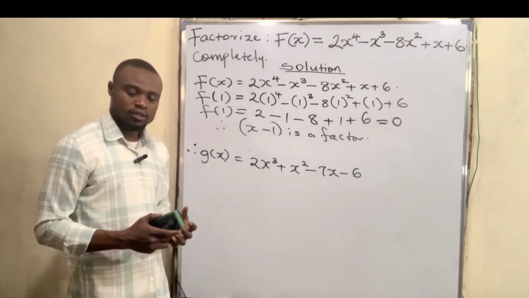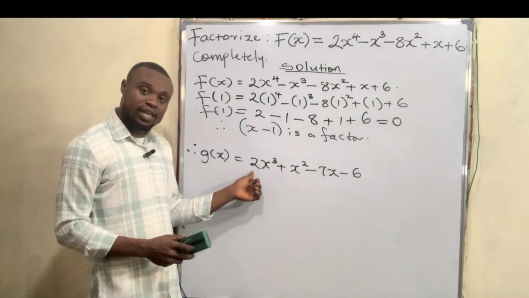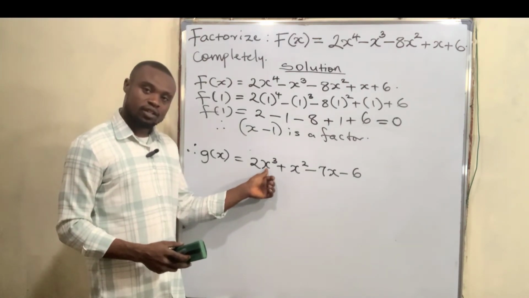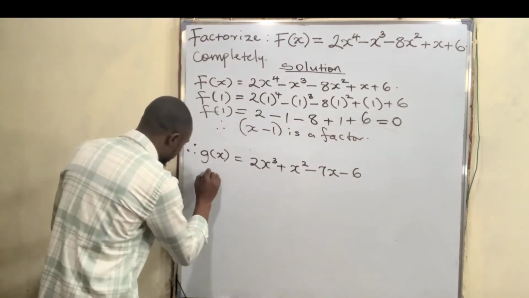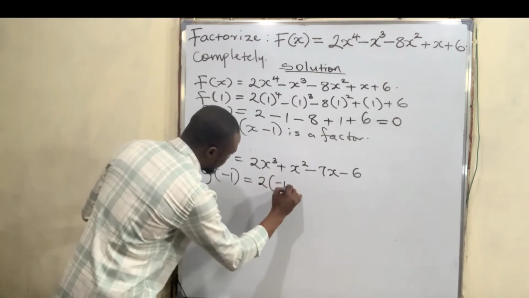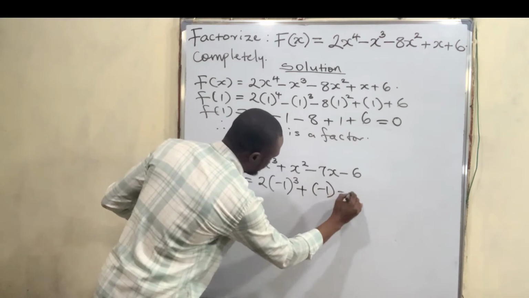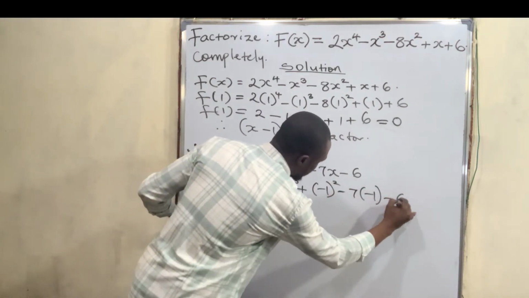What about minus 1? So if we fix a minus 1 here, we are going to get a minus 2 here, right? Because this is to the power of 3. So we're going to get a minus 2. So it is going to change. So this is g of minus 1 equal to 2 open bracket minus 1 to the power of 3 plus open bracket minus 1 to the power of 2 minus 7 open bracket minus 1 minus 6.